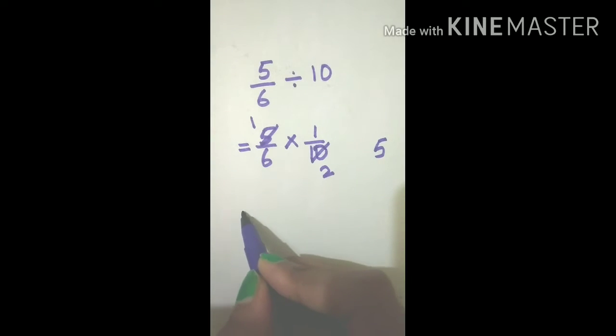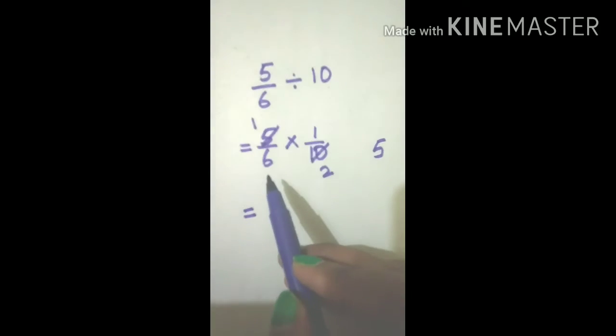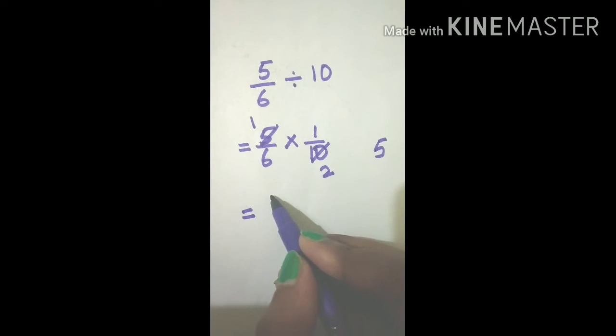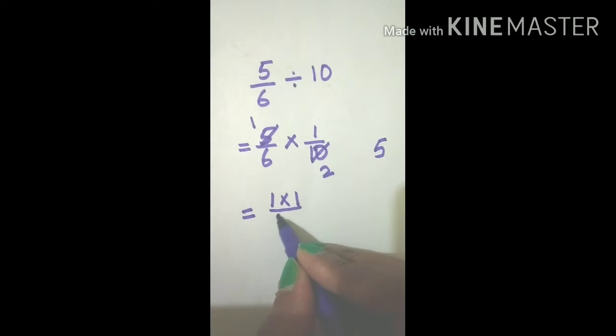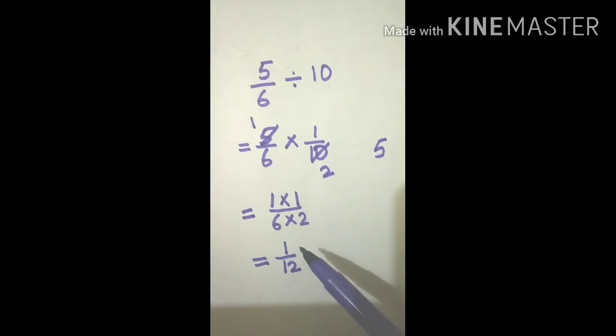That means now we will multiply the numerator 1 with the numerator 1 and the denominator 6 with the denominator 2. Now since in the numerator only 1 and 1 is left, we will multiply them, and in the denominator only 6 and 2 is left, so we will multiply 6 and 2. So when we multiply 1 into 1, we get 1, and when we multiply 6 into 2, we get 12. So this is our answer. When we divide 5 by 6 by 10, we get 1 by 12.